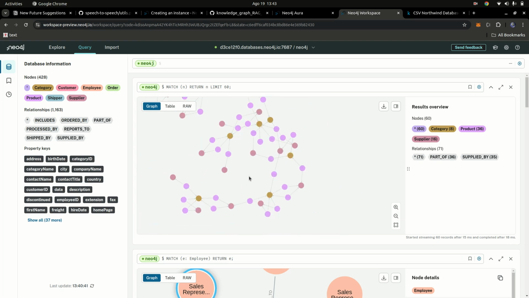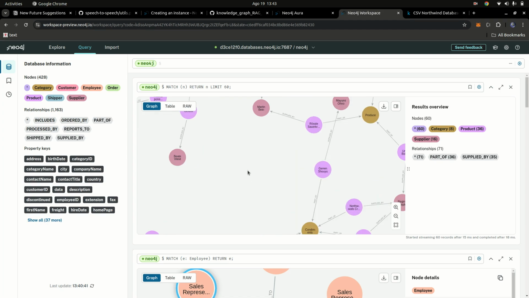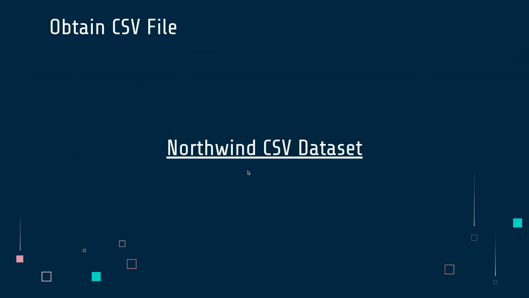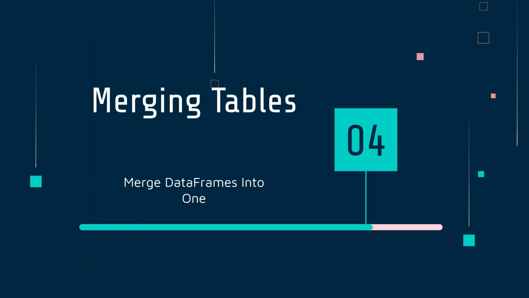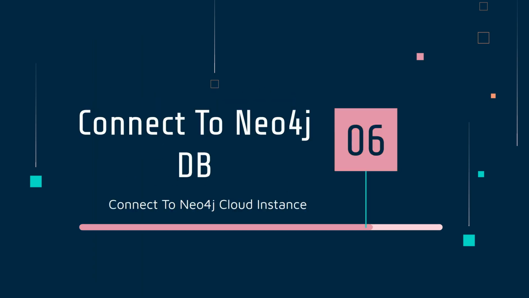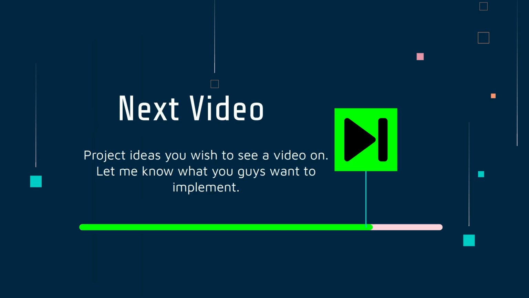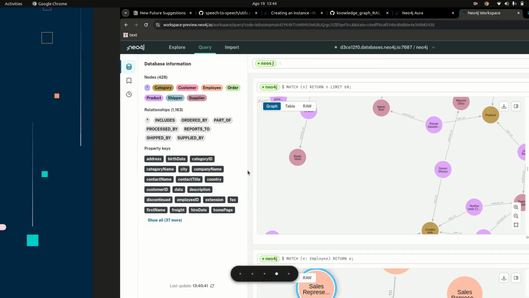So that's basically how you can take a CSV file, read it into a Python data frame, merge the different pieces and do the data pre-processing, then connect to Neo4j, write Cypher, and insert the data into the Neo4j knowledge graph, as you have done right here.